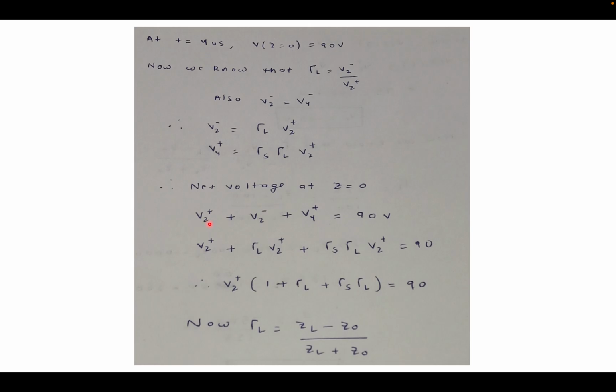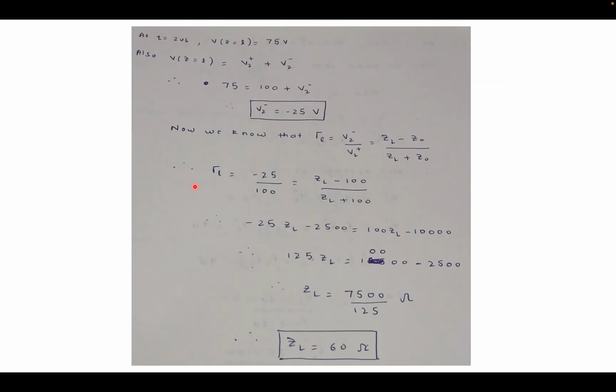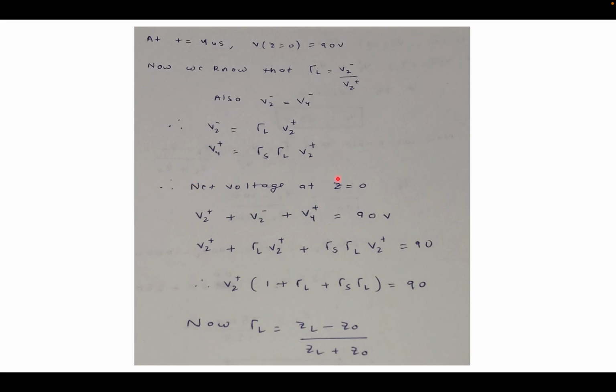So again, you know how to write the voltage at Z is equal to 0. Basically you draw a vertical line at Z is equal to 0 and at t around 4 microsecond, and you start adding the voltages, right? The voltages that will come in your way will be first V2 plus, and then when you cross here you have V4 plus and V4 minus, right? So the net voltage at Z is equal to 0 will be V2 plus plus V2 minus plus V4 plus, which is equal to 90 volt. Okay, that's what we learned.